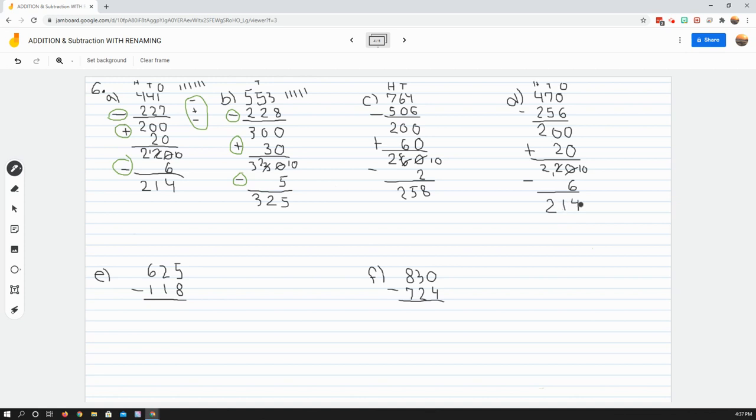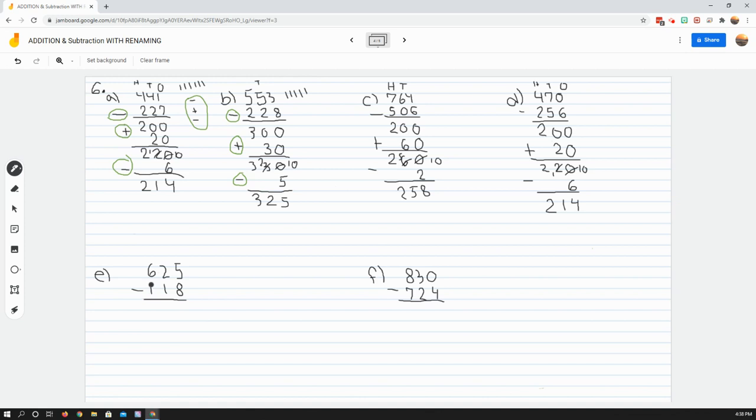You see? So it's a little bit longer, but dealing with the numbers is actually a lot easier. So let's do letter E. And I'm going to do letter E without explaining what I'm doing. So let's see. 625, and I take away 118.